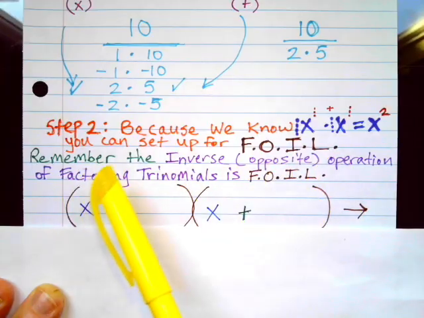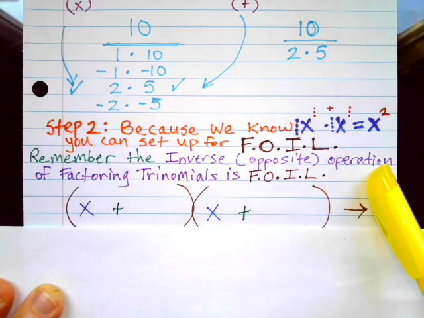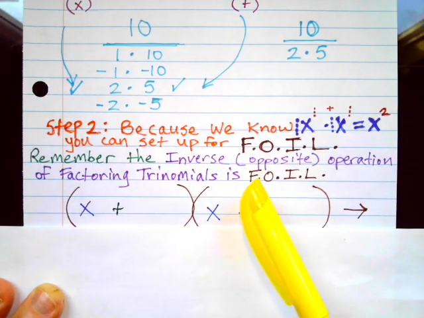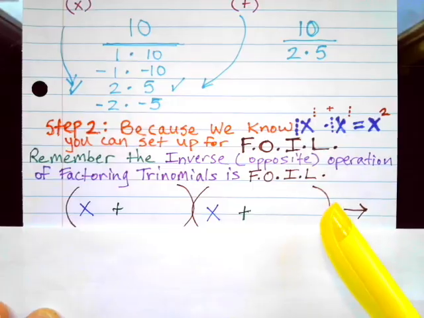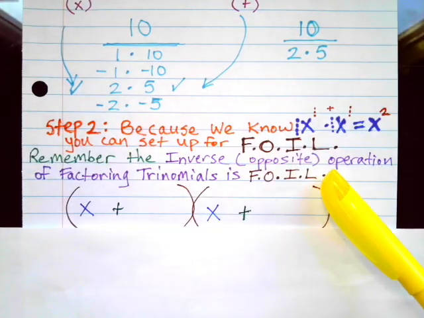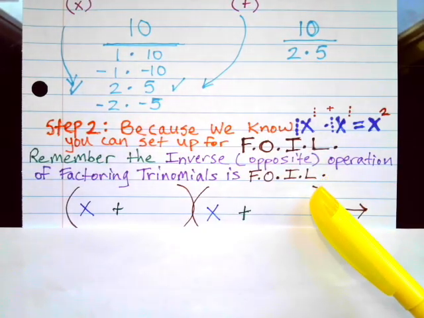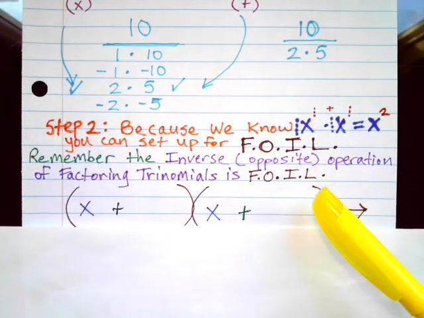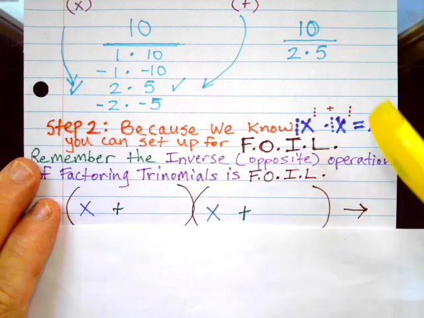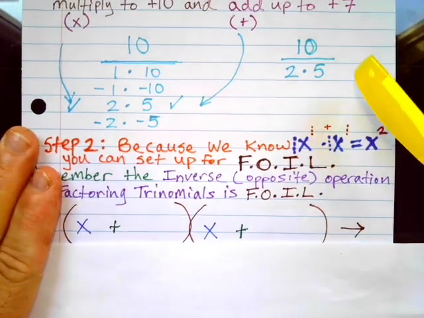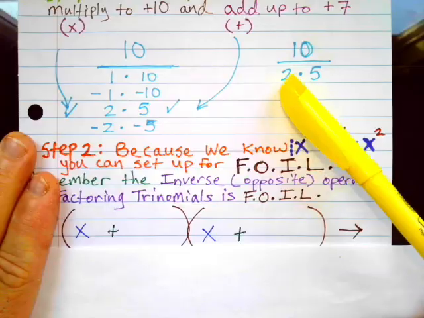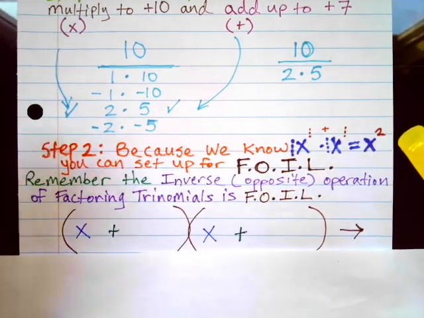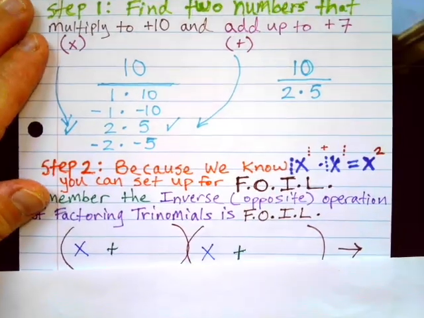All right, so you remember FOIL is the inverse or the opposite operation of factoring trinomials. You should think of this as reverse FOIL. It's coming up with those terms that you're going to FOIL, because once you perform the FOIL, you're checking your answer. So I know 2 times 5 is 10 and 2 plus 5 is 7. Remember, that was my middle term.